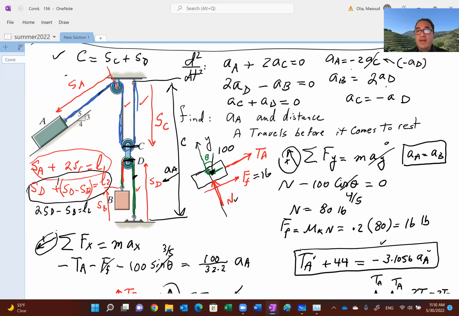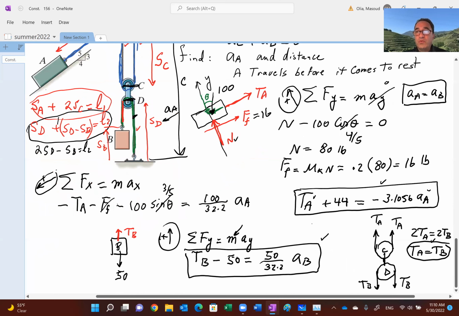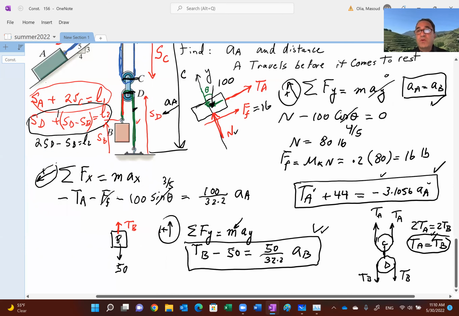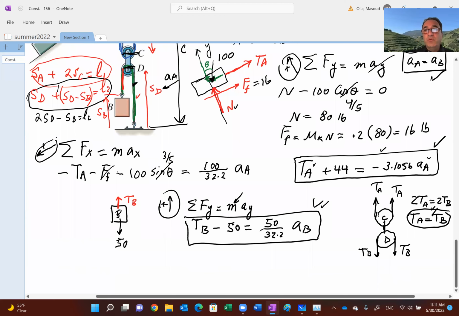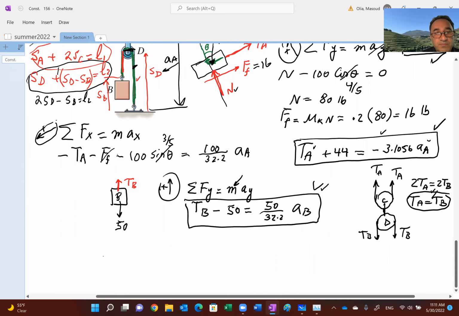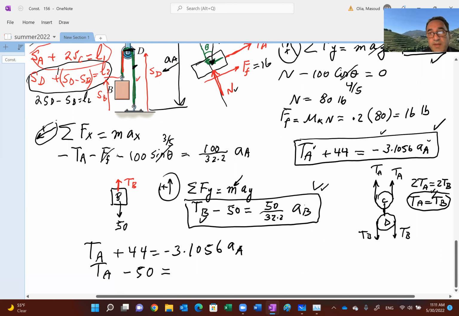Now look, guys, we have 1, 2, 3, 4 equations, so we are all set. So what I'm going to do, I'm going to actually rewrite this for you. TA plus 44 equals minus 3.1056 acceleration of A. Now remember, TB and TA are the same, so I rewrite this as TA minus 50 equals. And remember, acceleration of B and A are equal. So you see how we ended up having now a 2 by 2.